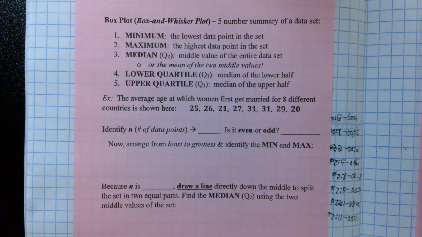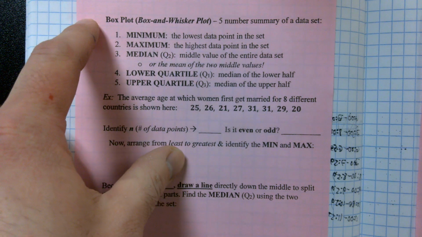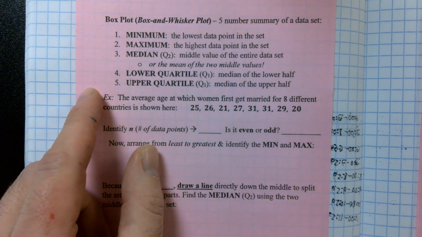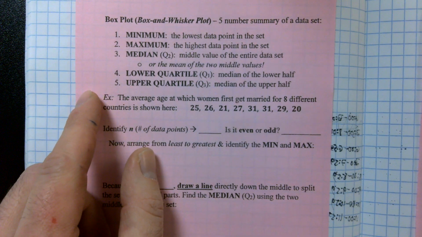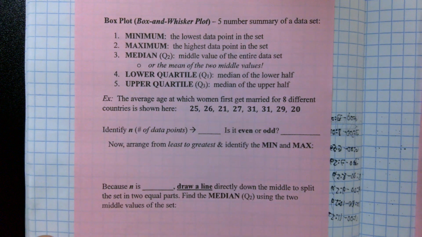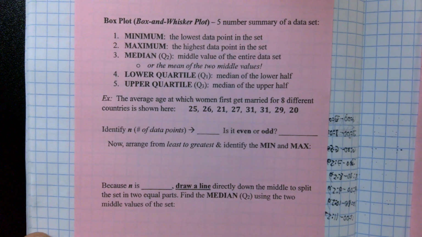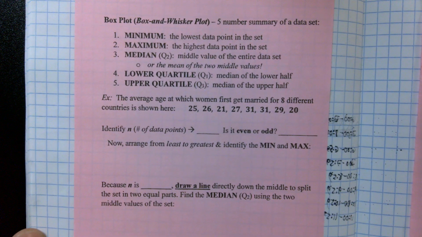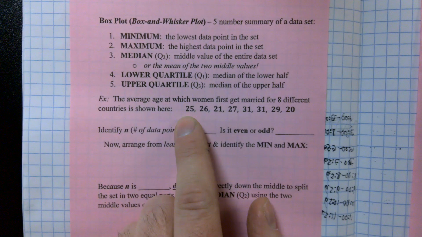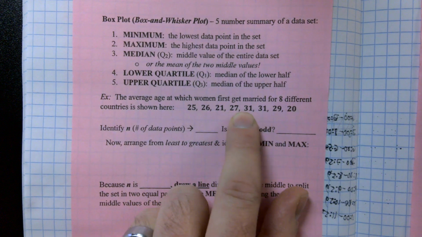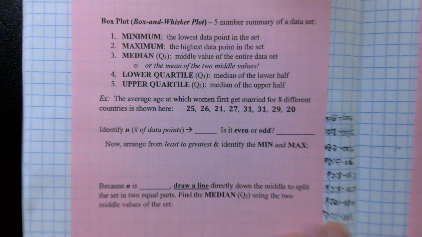So, those are our 5 numbers that we're going to find. The first 3 are pretty easy. The 4th and 5th sound kind of tricky, but they're actually not bad at all. Let's take a look. This first example says the average age at which women first get married for 8 different countries is shown here. So we've got 25, 26, 21, 27, 31, 31, 29, 20.